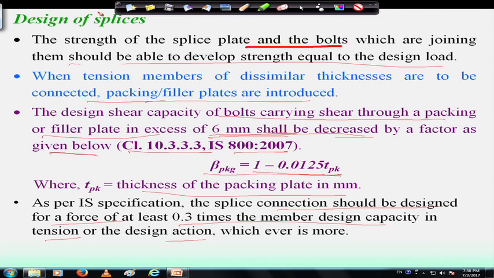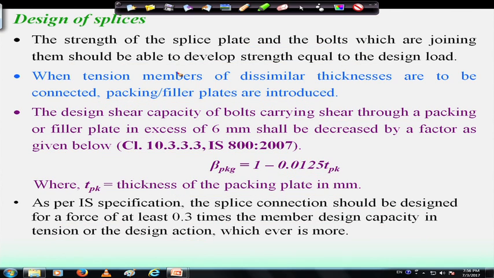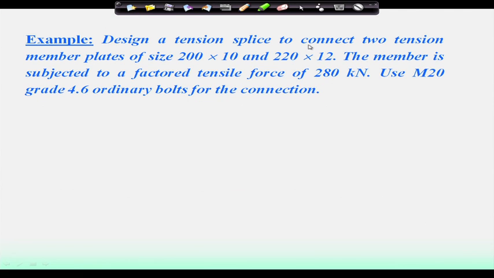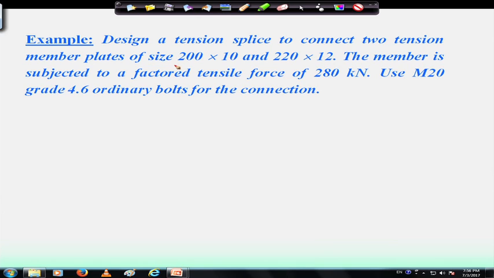So, in this way we have to consider and we have to design. Now, with this we would like to go through one example, so that the things can be clear. Here the example is to design a tension splice to connect two tension members of plate of size 200 by 10 and 220 by 12. The member is subjected to a factored tensile force of 280 kilonewton. Now, use M20 grade 4.6 ordinary bolt for the connection.